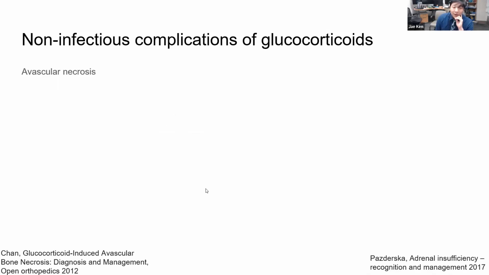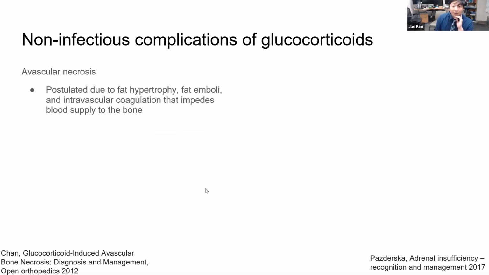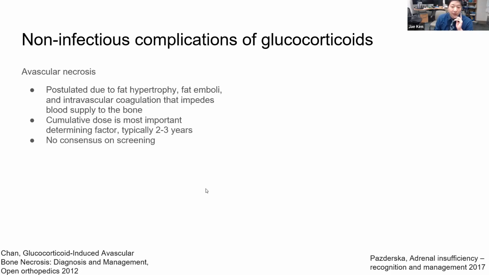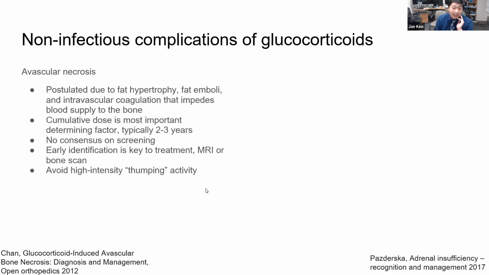For avascular necrosis, it's postulated to be from fat hypertrophy, fat emboli, and intravascular coagulation that impedes the blood supply to the bone. And cumulative dose is the most important determining factor, typically happening between 2 to 3 years, and there's no consensus on screening. And early identification is the key to treatment, performing an MRI or bone scan, and ask the patients to avoid high-intensity thumping type activities.